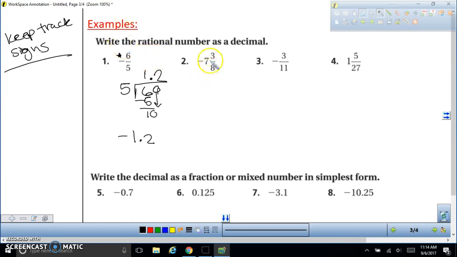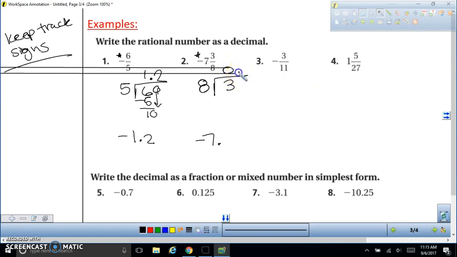Okay, number 2. Super important we keep track of signs. And our answer is going to be negative 7 point something. We're changing it to a decimal. So top dog goes into the house and 8 goes outside. How many 8s go into 3 is our next question. I know 8 times nothing is 3. Add a 0, add a decimal. Oh, I don't know how those lines got there. Ignore them. Don't write those down. Okay, add a 0.